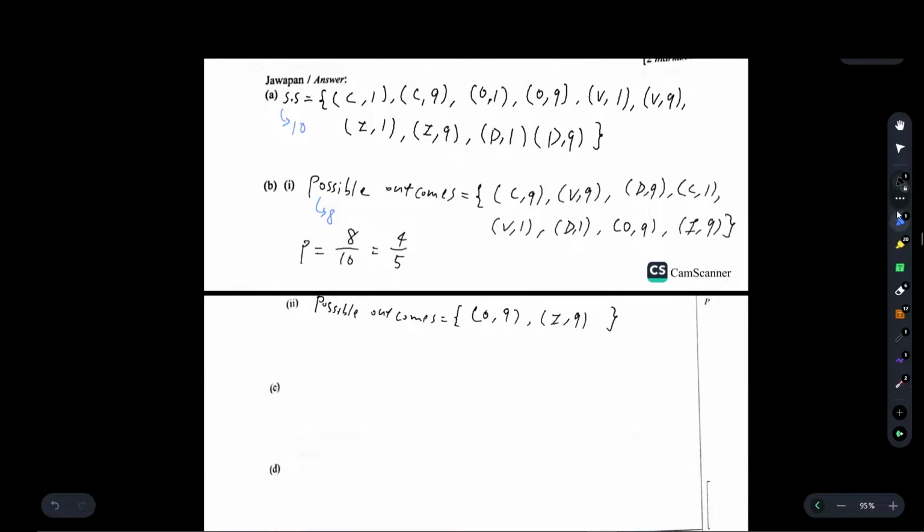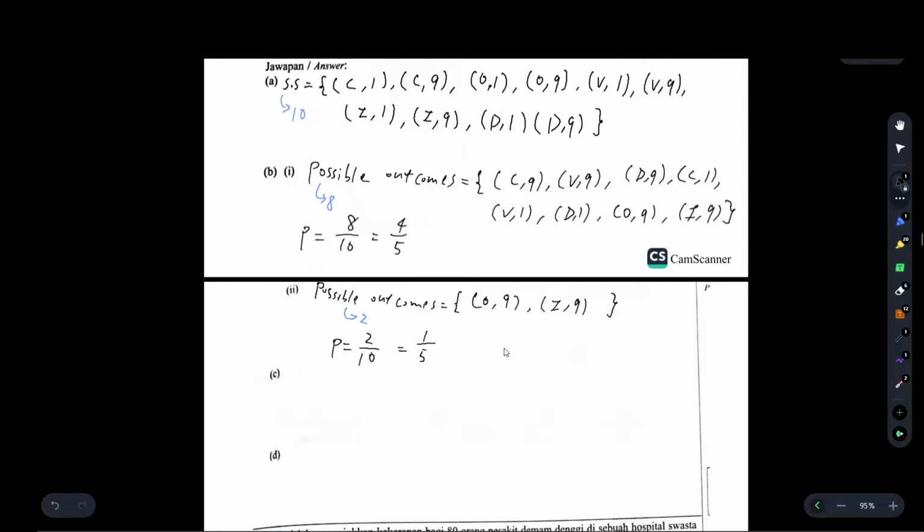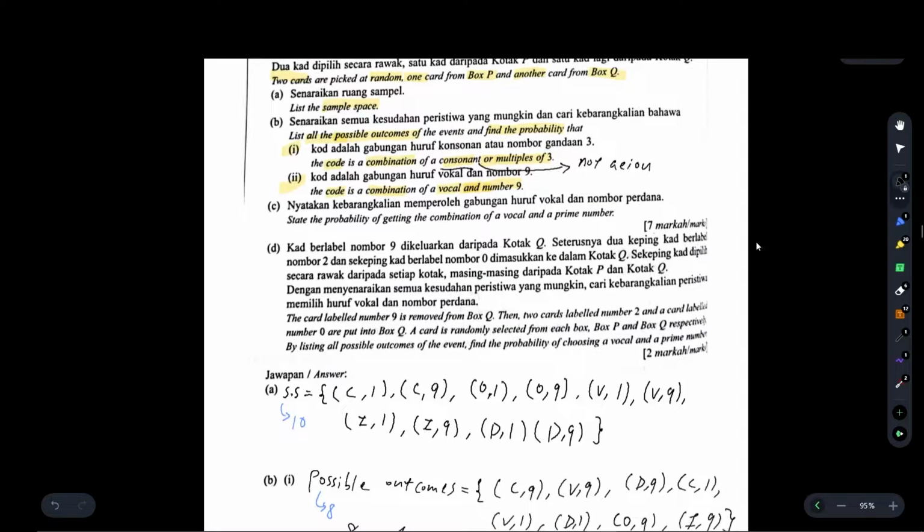So we have 2 here, right? We have 2 possible outcomes. So for the probability, we just have to write out 2 over 10. And that gives us 1 over 5. Okay, that's the probability. Let's continue to part C.